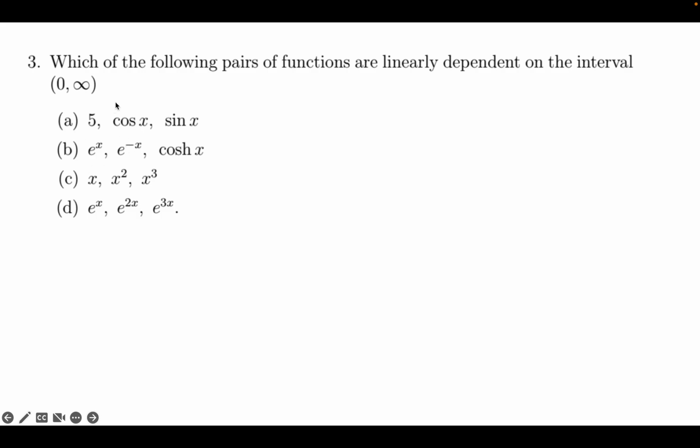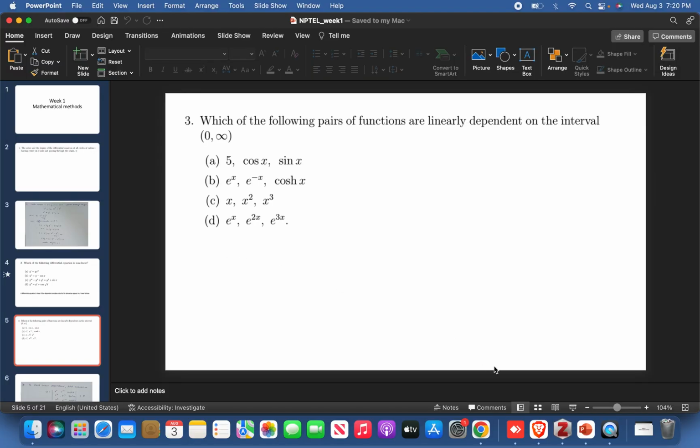Although I have not solved the A, C, D parts, I urge you all to do the same with options A, C, and D. What you will get in this case is a non-zero determinant of the Wronskian. So the functions in options A, C, and D are linearly independent on the interval 0 to infinity. I hope you got the idea of how to solve such problems where the question demands finding the linearly dependent functions, right? Okay, so this is all about the third problem.